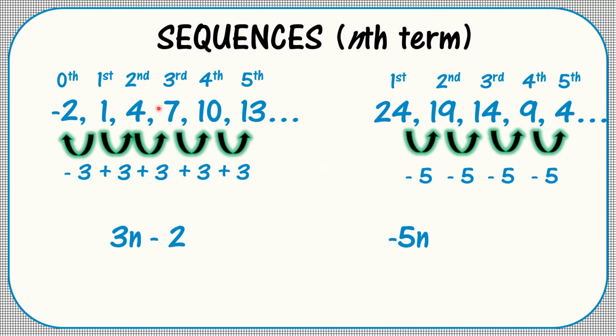The same as how we have been doing previously, we have to find the 0th term. So instead of minusing 5, you plus 5. So 24 plus 5 gives 29. And this 29 is the number that we put after minus 5n. So the nth term for this sequence is minus 5n plus 29.